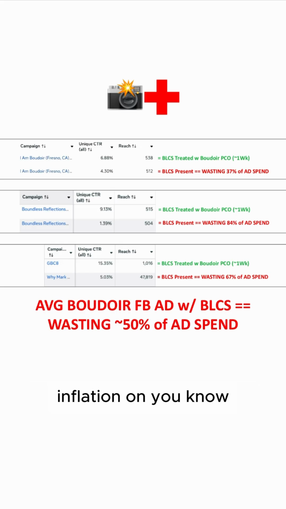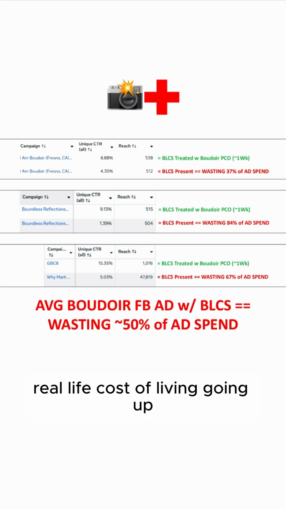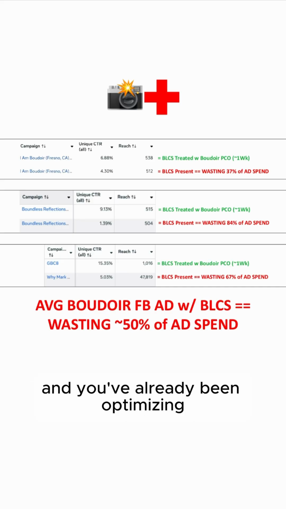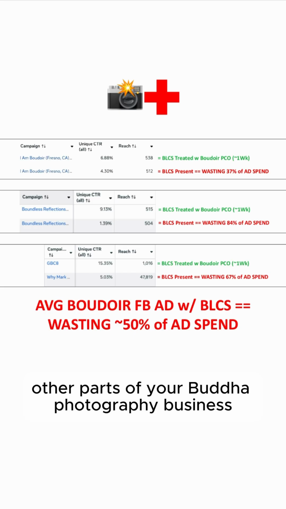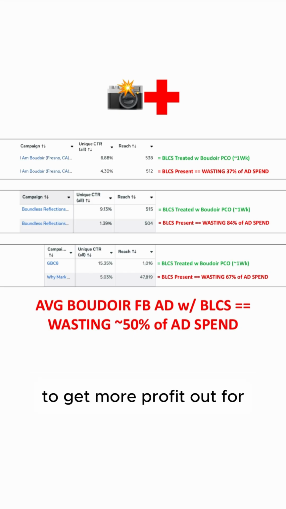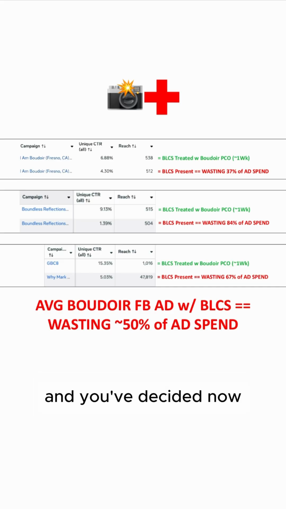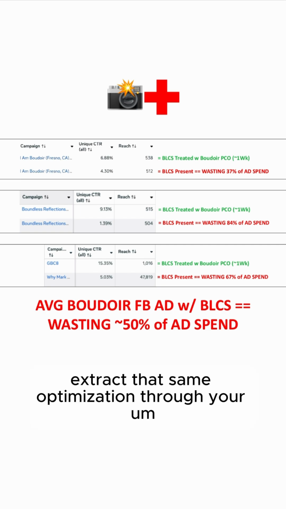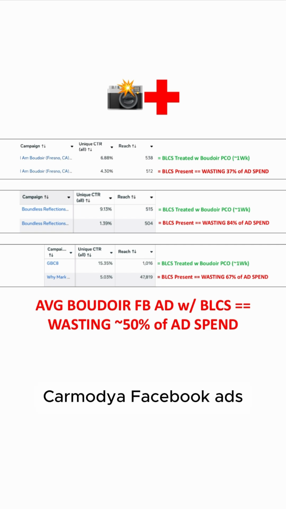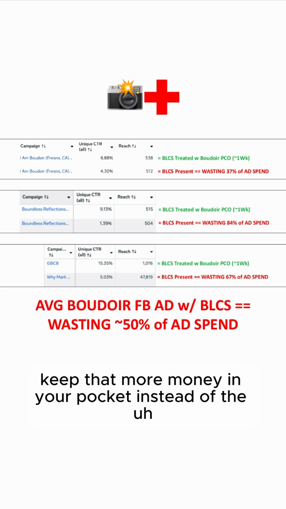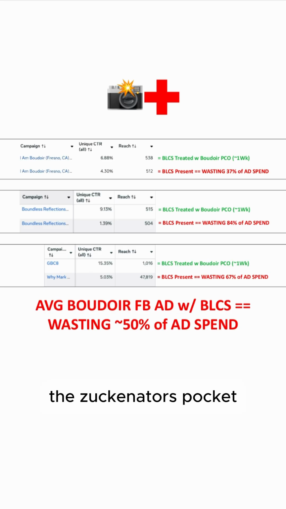And you also see inflation, real-life cost of living going up, just kind of everywhere. And you've already been optimizing other parts of your boudoir photography business to get more profit out for either equal or less effort or input in. And you've decided now you want to extract that same optimization through your current boudoir Facebook ads. And you want to plug the leaks, so to speak, and keep more money in your pocket instead of the Zuckinator's pocket.